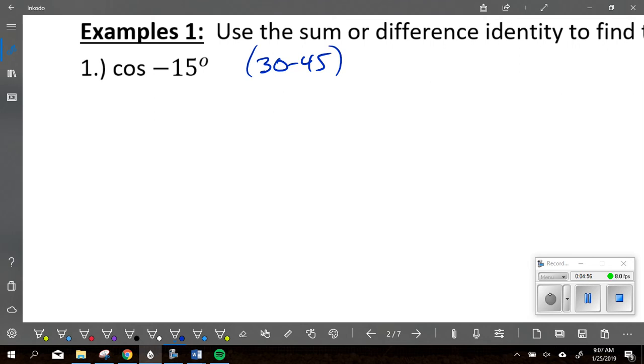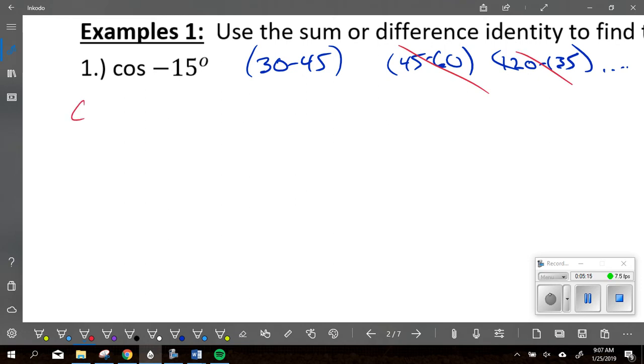45 minus 60. 135, or 120 minus 135. There's a bunch of different things. Okay, this is an endless list. It can go on forever. It doesn't matter which one you pick. You pick one. Okay, we started with 30 minus 45, so let's do that.